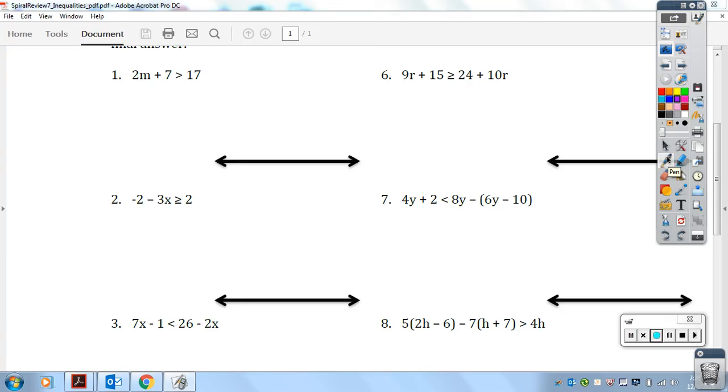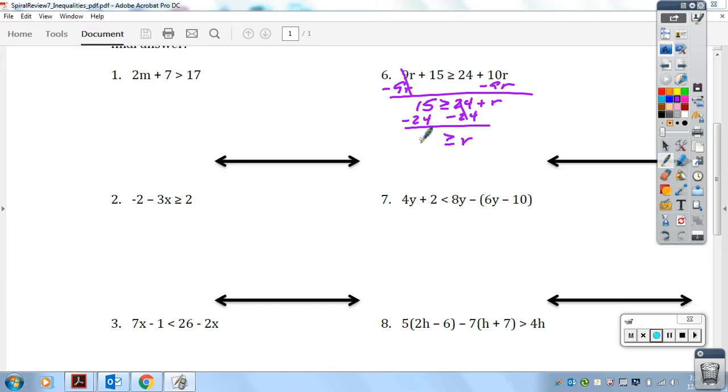Moving back up top to number 6 on the right. Variables on both sides, but first I gotta clean this up. Is there any cleaning up to do? 9r plus 15, any distributive property, combine like terms? No. Same thing on the right, nothing to do. Subtract 9r, now I have variables on both sides. 15 is greater than or equal to 24 plus r. So 10 minus 9 is 1r. Minus 24.